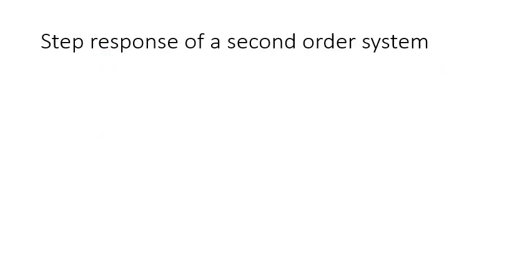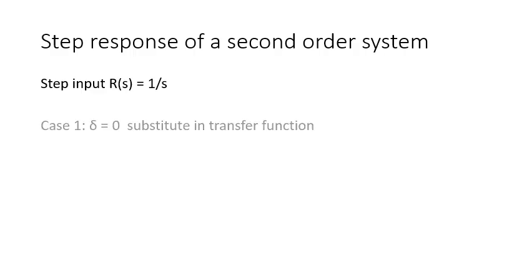Now let me see the step response of a second order system. Step response means I'm going to give an input of a step value and find out the response. For a step input, R of s is equal to 1 by s. The first case I'm going to take is zeta equal to 0, and substitute it in the transfer function.